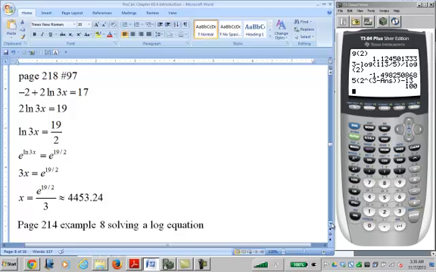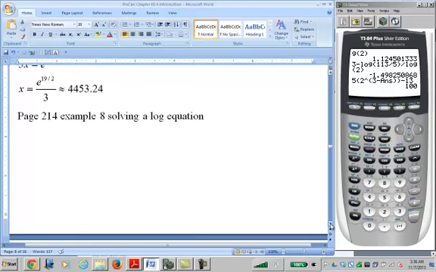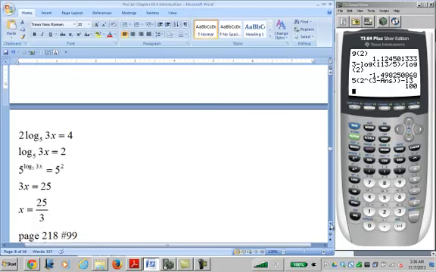And so here's number 97. Do reciprocal operations to isolate. ln of 3x equals 19 over 2. Exponentiate both sides. E to the ln of 3x equals e to the 19 over 2. 3x equals e to the 19 over 2. X equals e to the 19 over 2 divided by 3. And we get a pretty big number. Again, check it. Okay. Example 8, solving a log equation.